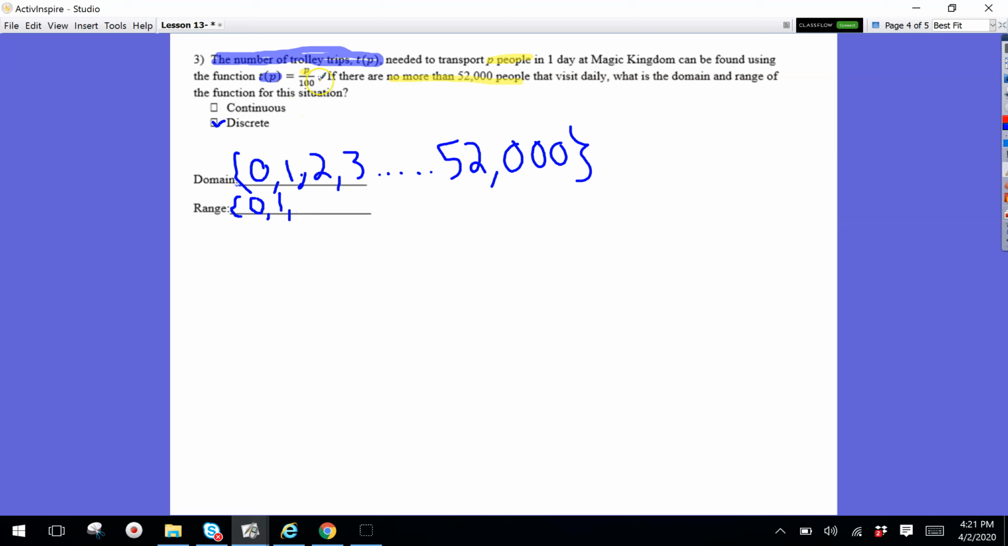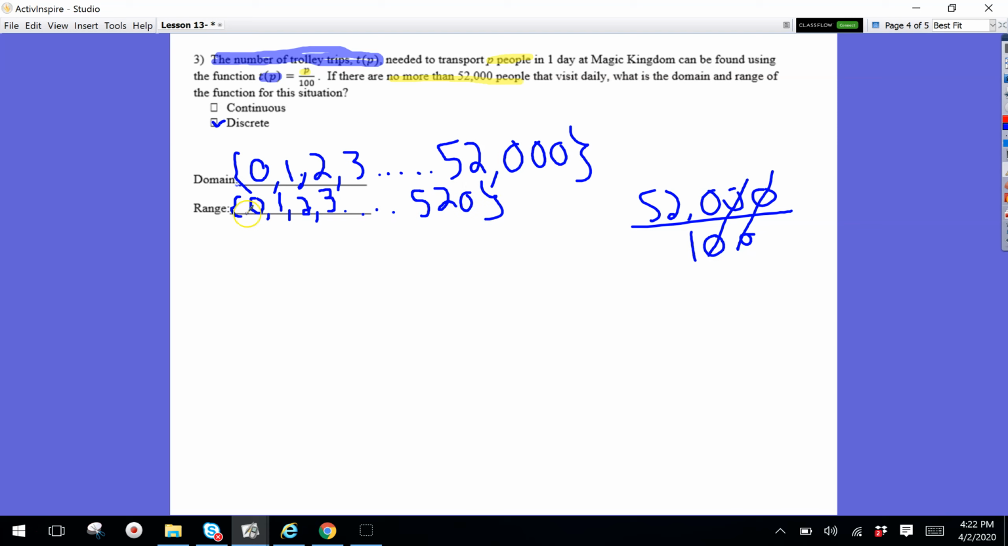The time that it's going to become 2 trolley trips is when you have 101. When you have 201, then it's going to become 3 trolley trips, right? And then this is going to keep going until your maximum amount of trolley trips. Well, I can take 52,000 and divide it by 100 because 100 people are the ones that fit in the trolley. And of course, these zeros cancel each other out. And so you're left with 5,200 trolley trips being the maximum amount.